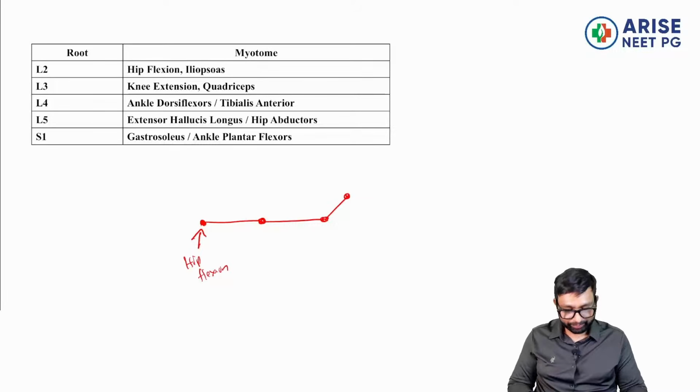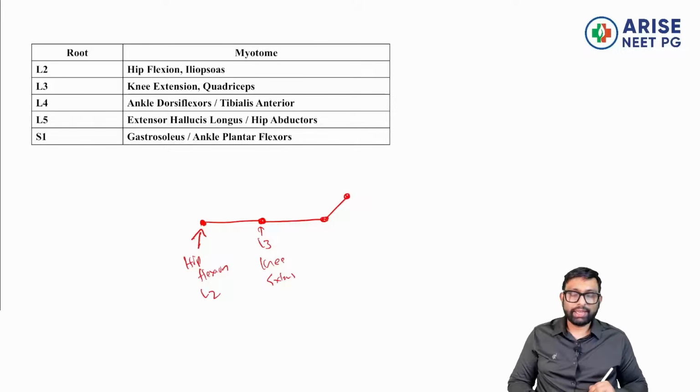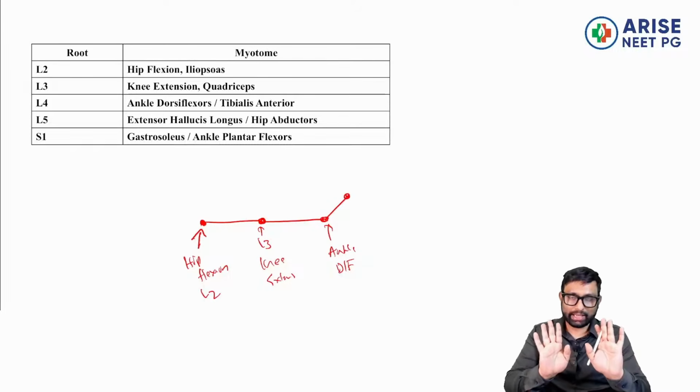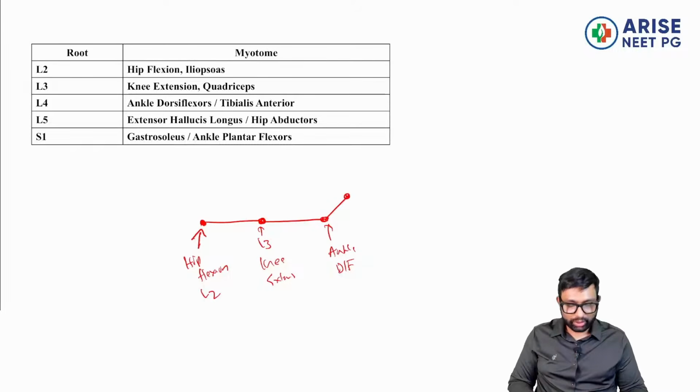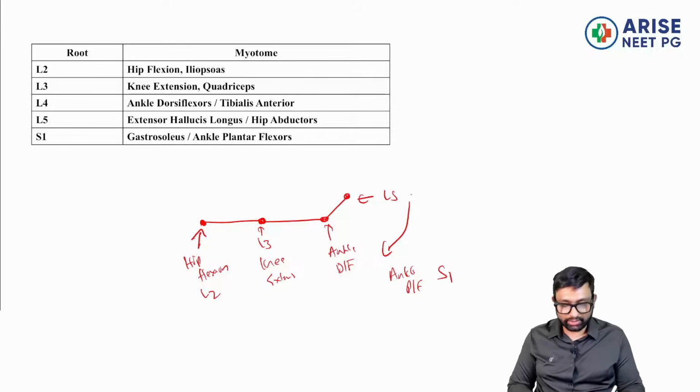Then L3, you're taking the knee away. So knee extension. Then L4 is at the ankle. You're taking the ankle away. So that is dorsiflexion. Sorry, you're taking the ankle inwards. You're taking it closer. That is dorsiflexion. Then L5, again you're getting the toe closer. That is great toe extension. And then again you come back to the ankle and you take the ankle away. That is ankle plantar flexion. That is S1. Okay, so these are the actions.